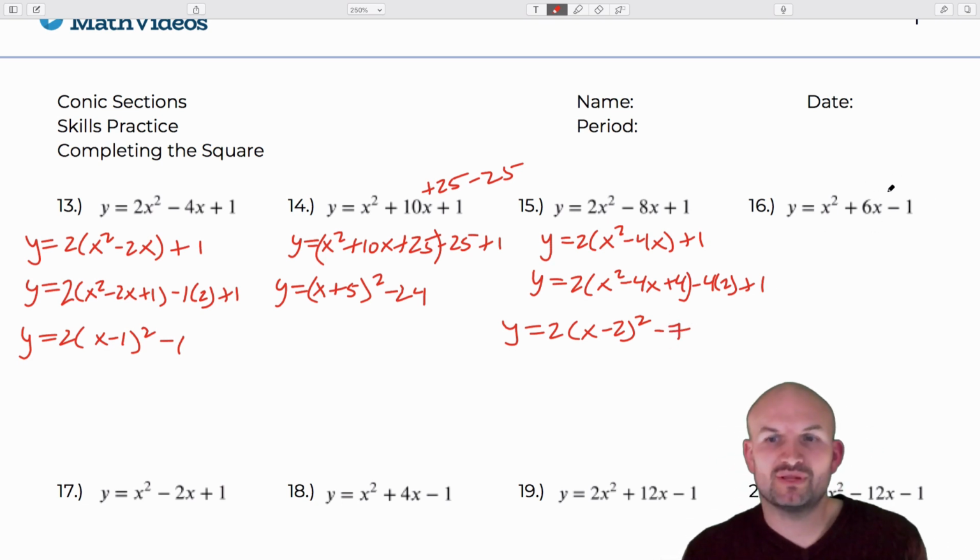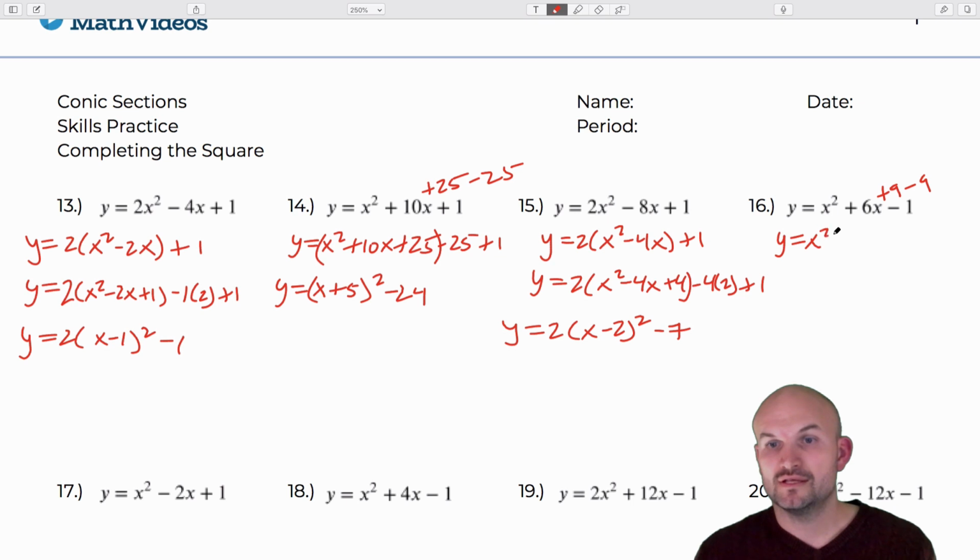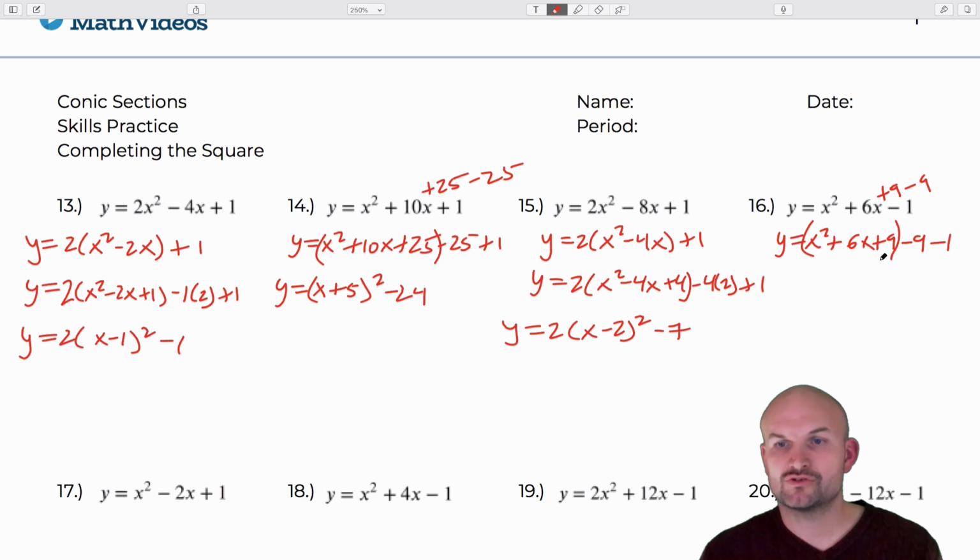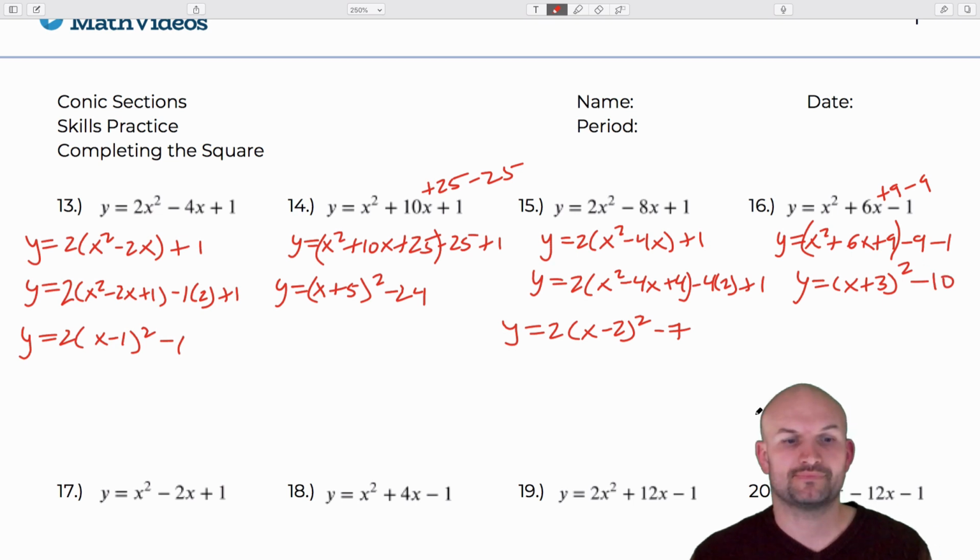Hopefully you see here, x squared plus 6x, that needs to be plus 9 minus 9, right? If you add 9, that creates a perfect square trinomial. So I'm already starting to see I can just add it to the original equation. 6x plus 9. But again, you can't randomly add 9. You have to subtract 9, subtract 1. Then I just group these two terms. y equals x plus 3 quantity squared minus 10.